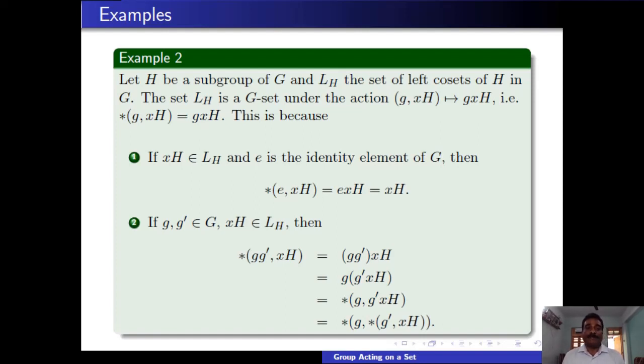For that we need two elements from G. Let g and g dash belong to G and xH belongs to X, that is G/H. Then by definition of star, star of (g g dash, xH) is equal to g g dash xH. By the associativity property of the elements of the group, we can write it as g into g dash xH. But that is same as star of (g, g dash xH), but g dash xH is same as star of (g dash, xH). So therefore it satisfies the second property also. So thus G acts on G/H via the left multiplication.